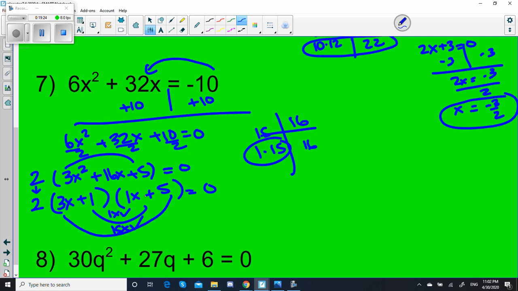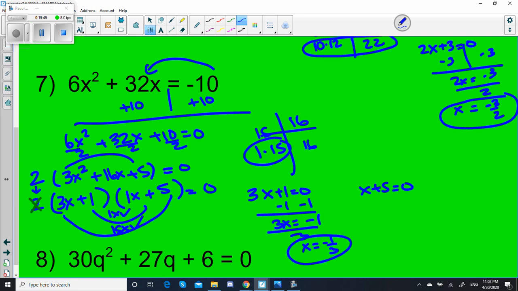Now I have to solve. So everything that has an x has to be set equal to 0. So the 2, although part of the factored form, does not get set equal to 0 because it doesn't have an x. So 3x plus 1 equals 0, and x plus 5 equals 0. So let's subtract 1 and divide by 3. So my first solution is negative 1/3, and my second one is negative 5.